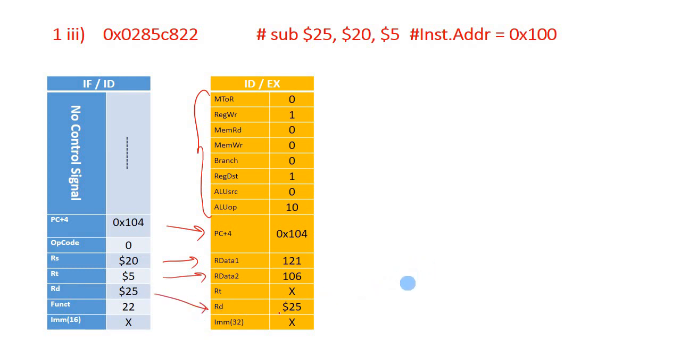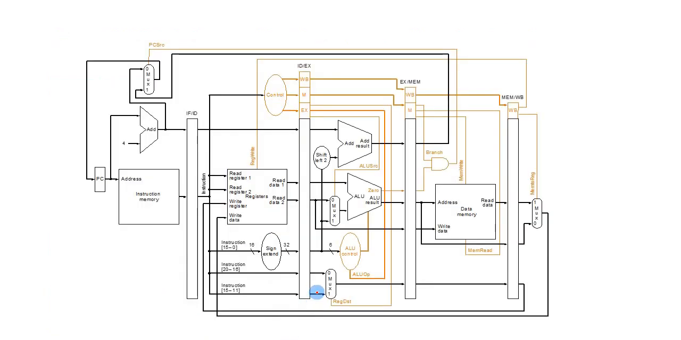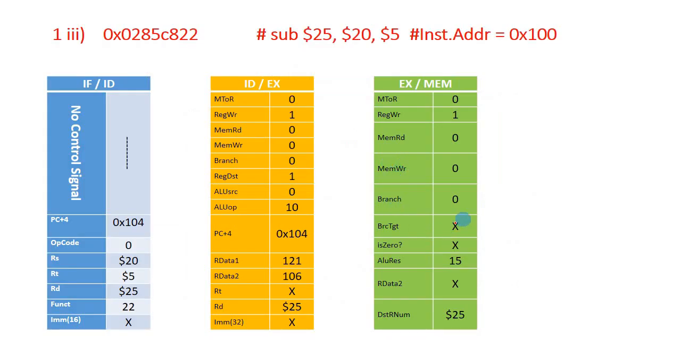In this case, there is no immediate value, there is no RT as a destination. So all of these are X. And in the ALU, you do the ALU op, you get the ALU result. At the same time, you have a target address, but it's not being used. So of course here, for example, branch target we put as an X because it's not being used. And you have an ALU result, which is a subtraction operation.